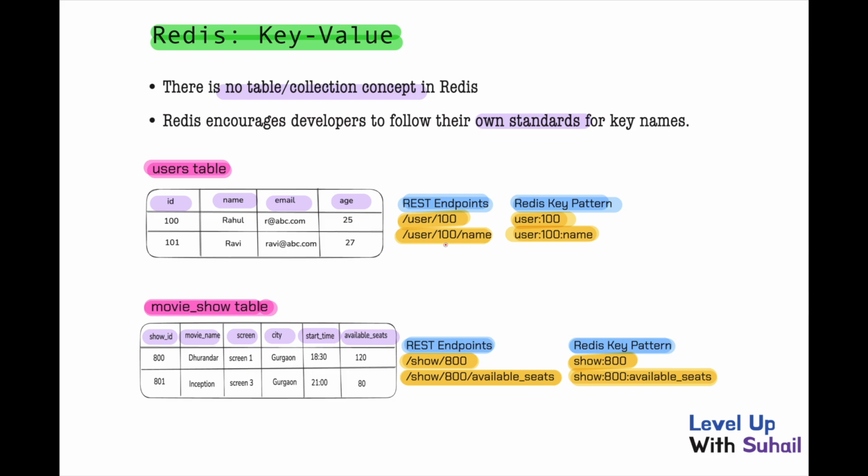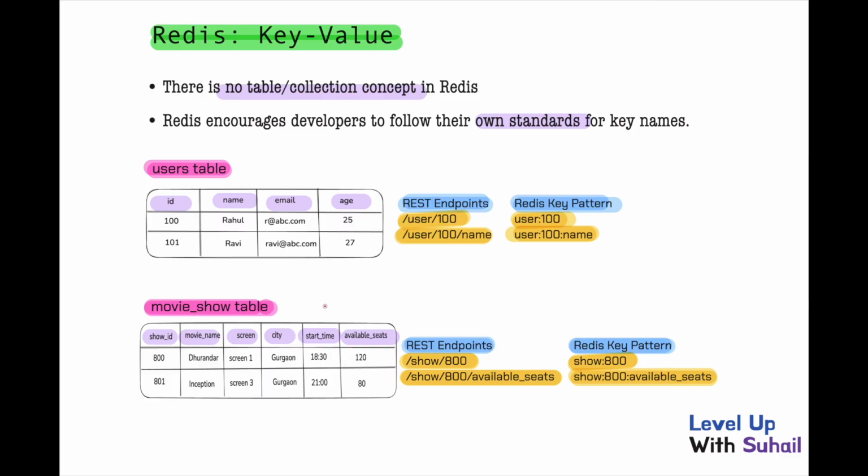So a similar pattern we can follow in Redis. With this in mind, we can create keys in Redis. For example, the key pattern could be like this: user:100. So this would be the key. If another service in your organization wants to get the details for this user, it can simply fetch the user with this key and easily get the complete row for this user. So this is the standard which we follow to create a key value pair in Redis.